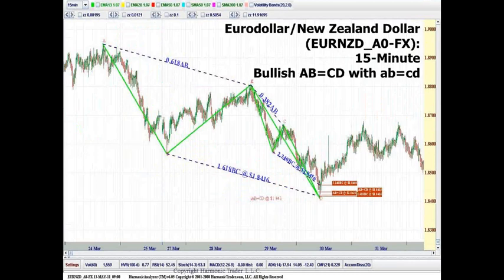On this chart of the euro dollar versus the New Zealand dollar, we see multiple ABCD patterns. It's important to notice how the smaller ABCD within the larger leg complemented the entire potential reversal zone.